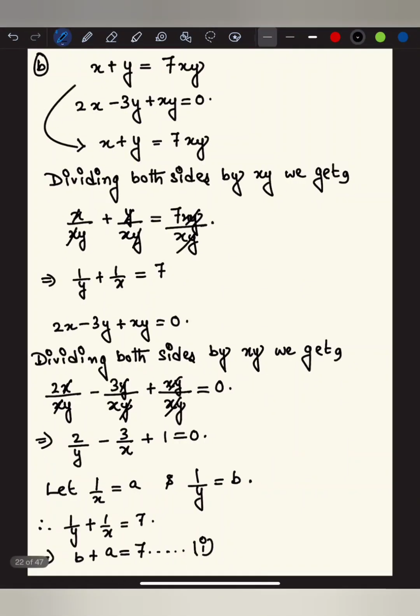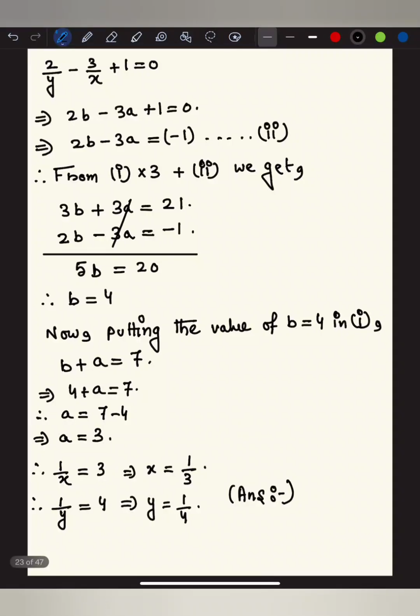Therefore, we don't need to find the value of a and b, because these are the variables that we have taken, right? What we need to find is the value of x and y. So 1 by x equals a, which implies 1 by x equals 3, therefore x equals 1 by 3. Similarly, 1 by y equals 4, that is b, therefore y equals 1 by 4. Got it? Understood?